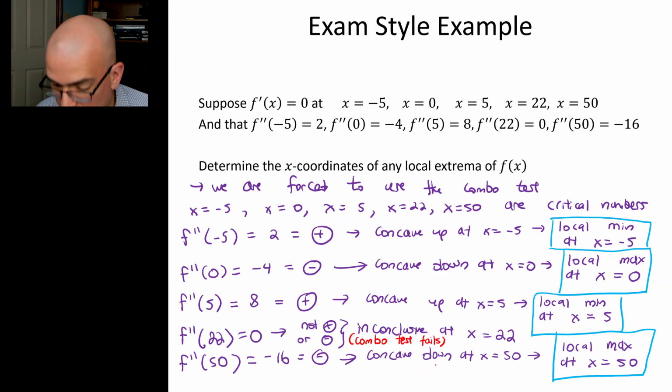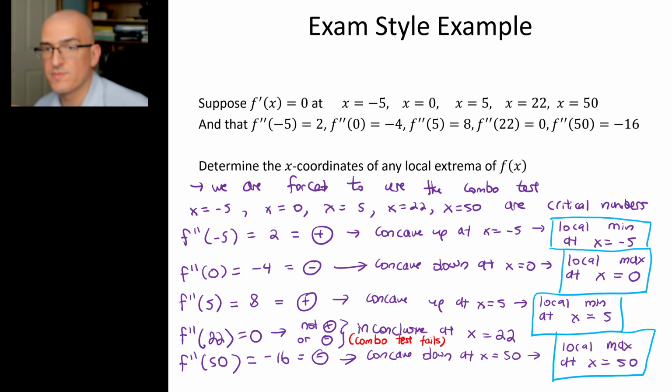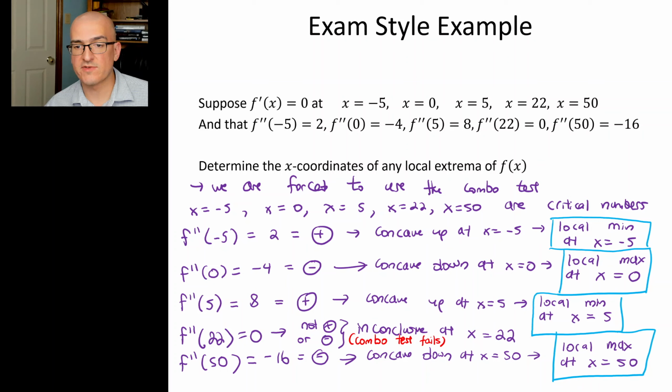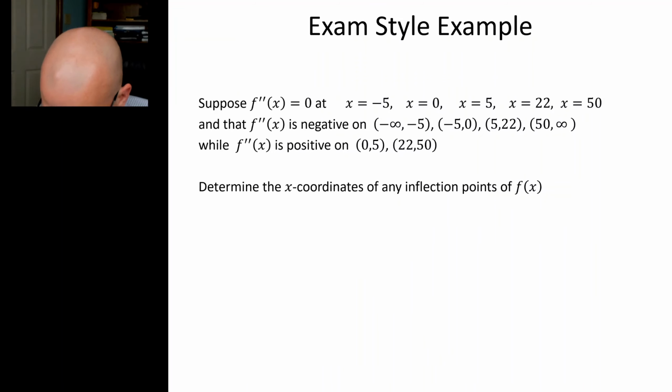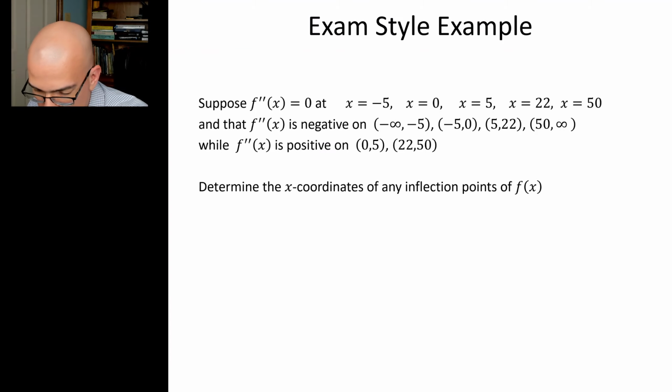And we would need information about the sign of the first derivative to the left and to the right of 22 to see if it's increasing and decreasing on either side in order to diagnose if it's a max or a min. Okay, another one. All data, no function.